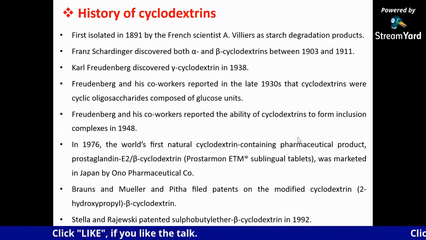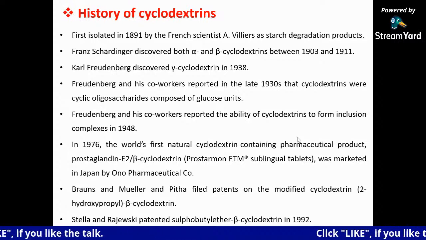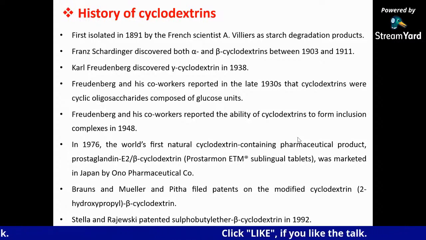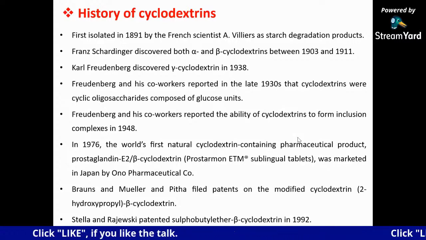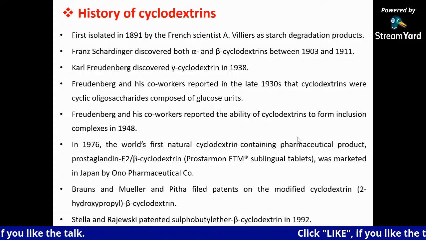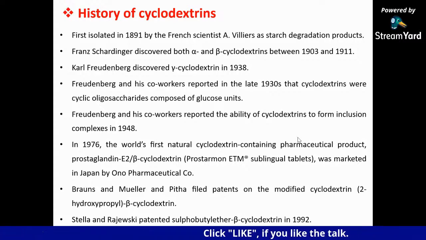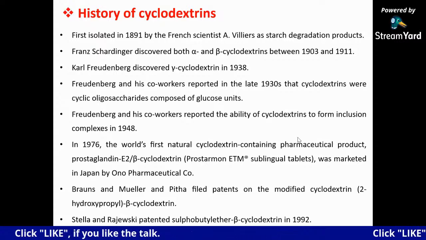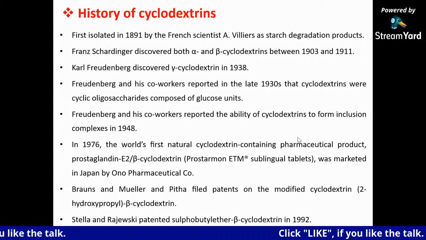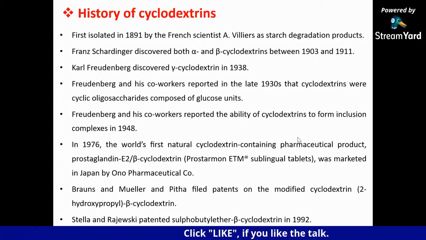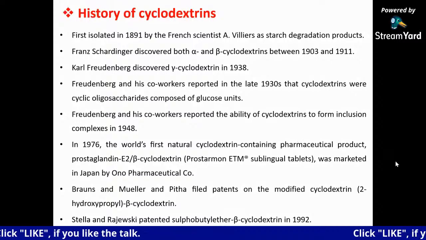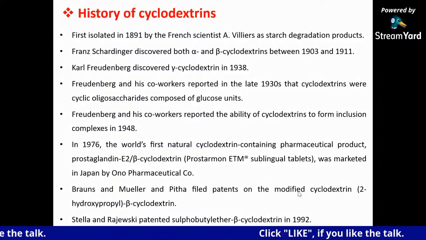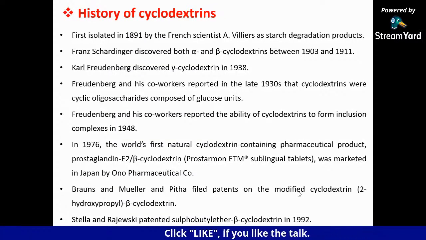And later, Bruns and Müller and Pitha filed patents on the modified cyclodextrins, that is, 2-hydroxypropyl beta cyclodextrin. And in 1992, Stella and Rajewski patented sulfobutyl ether beta cyclodextrin. Okay, so this is not a history lecture, and I will not talk more about the dates and years. Friends, we have heard about alpha, beta, gamma cyclodextrin. I even spoke about modified cyclodextrin. I will go through these types in the next slides.